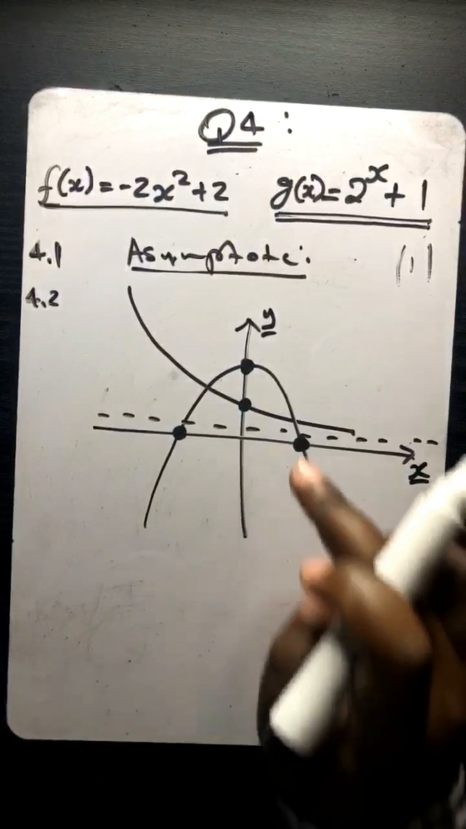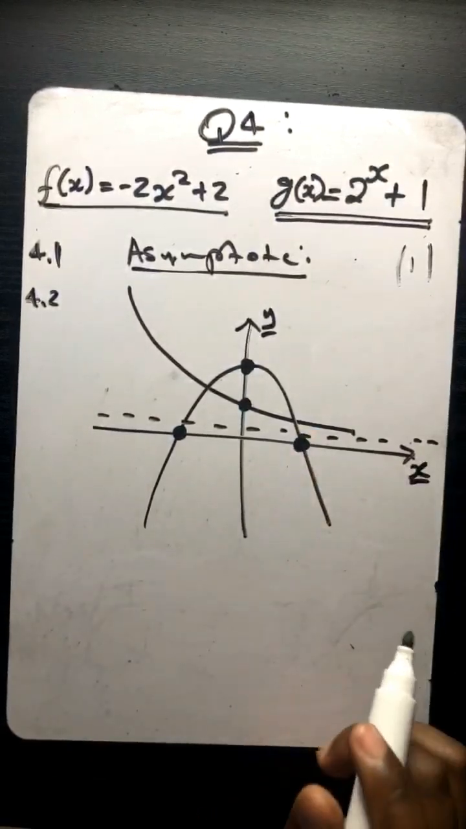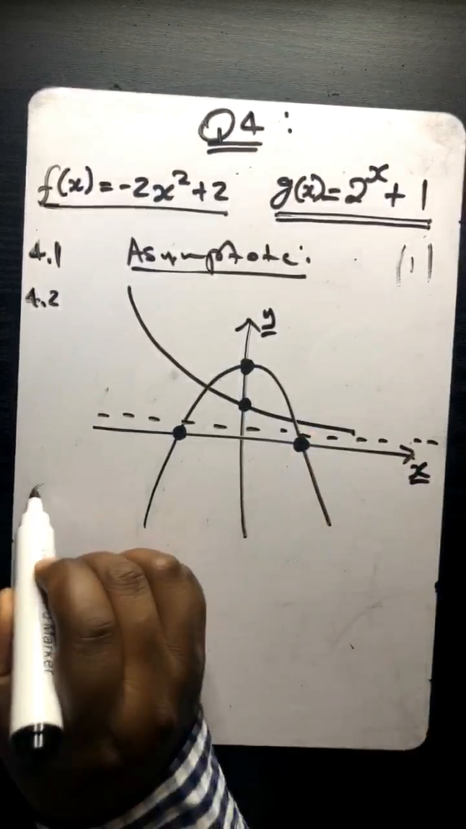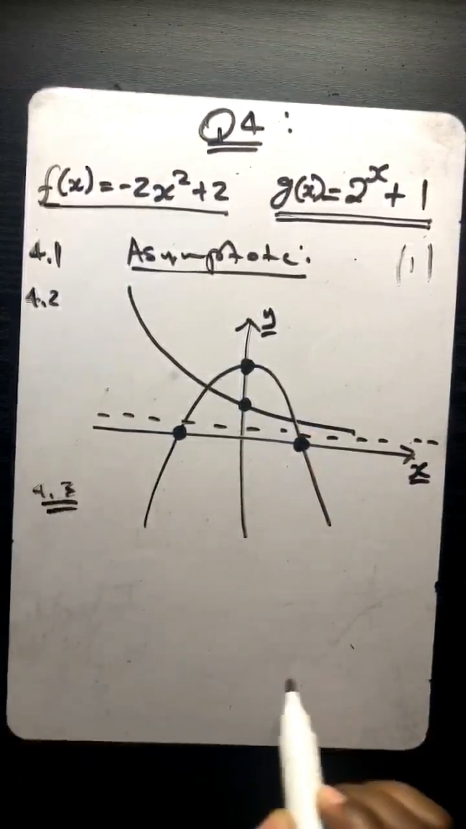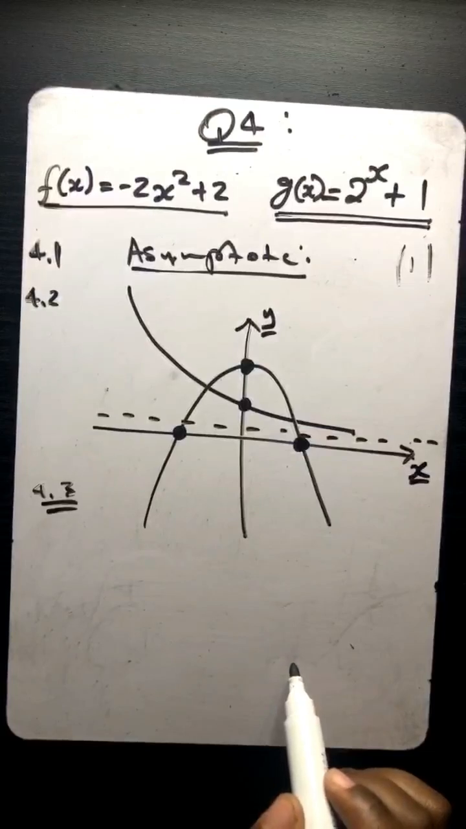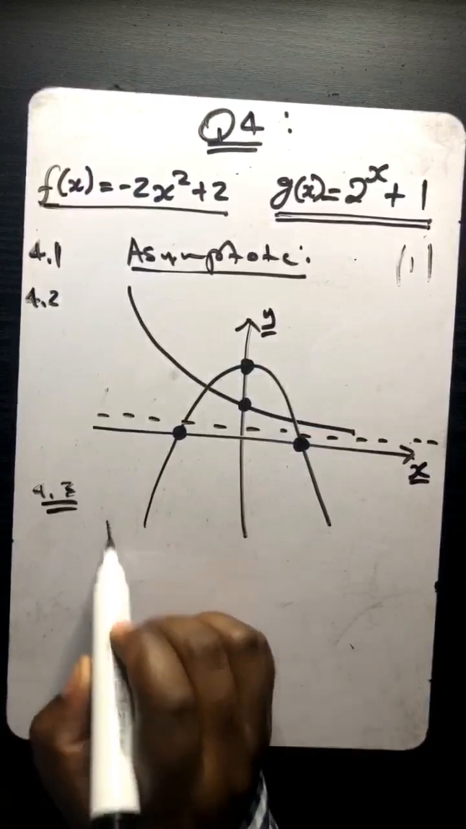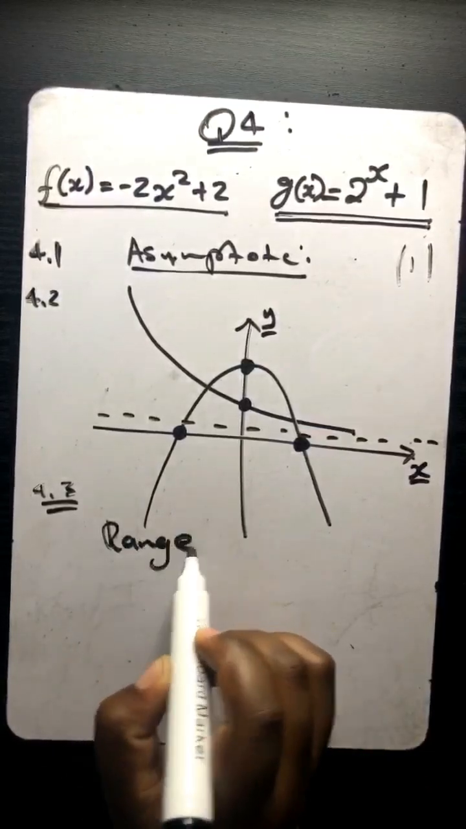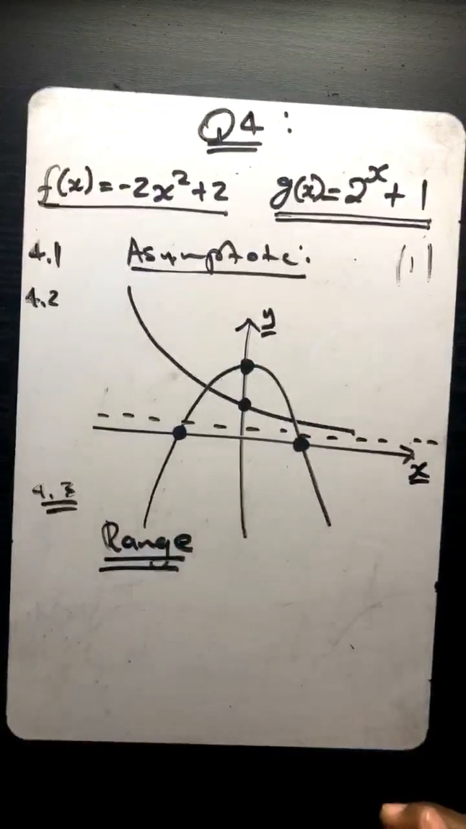So we will also sketch tomorrow when we start to work out that 4.3. Now I can say I did not talk at all about the range. And this is what happens.